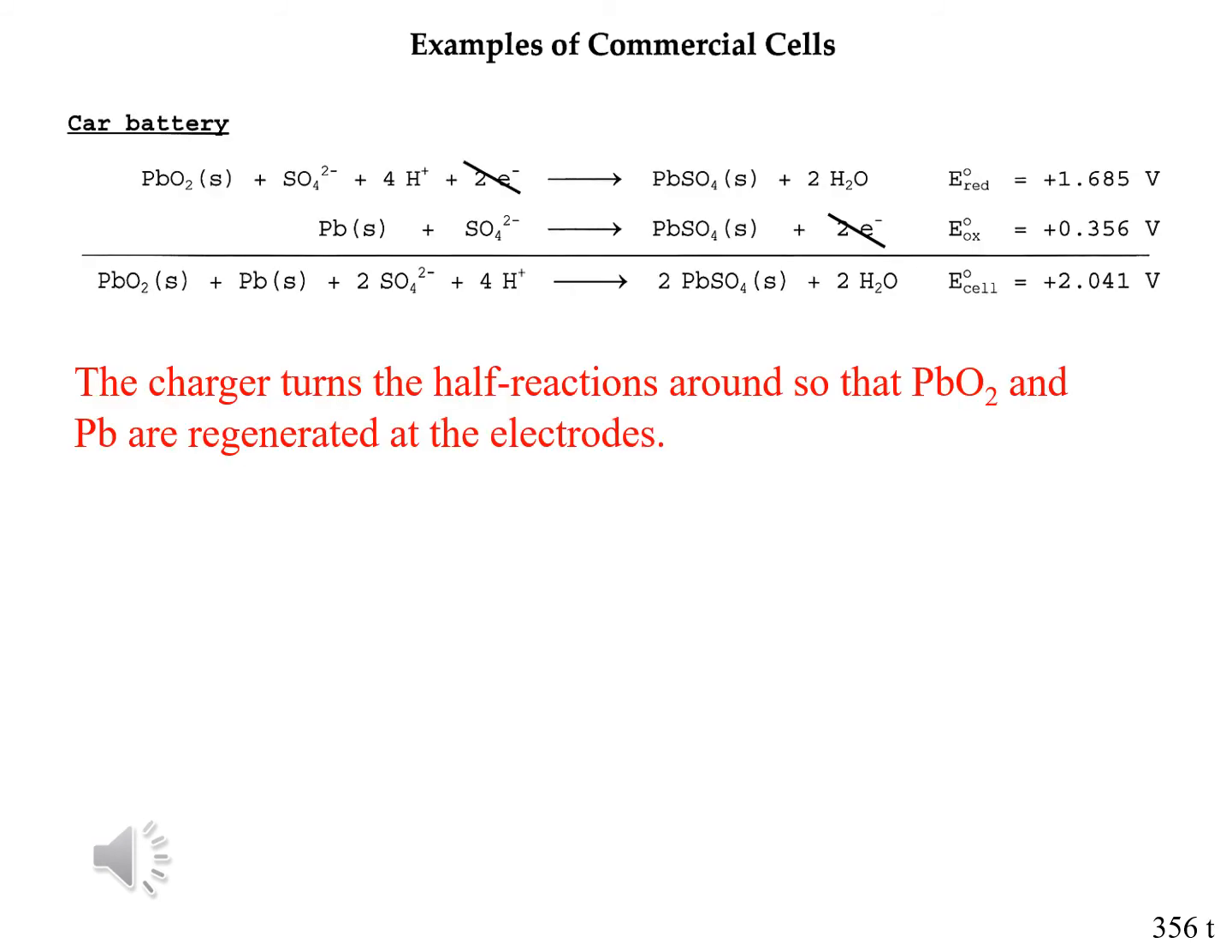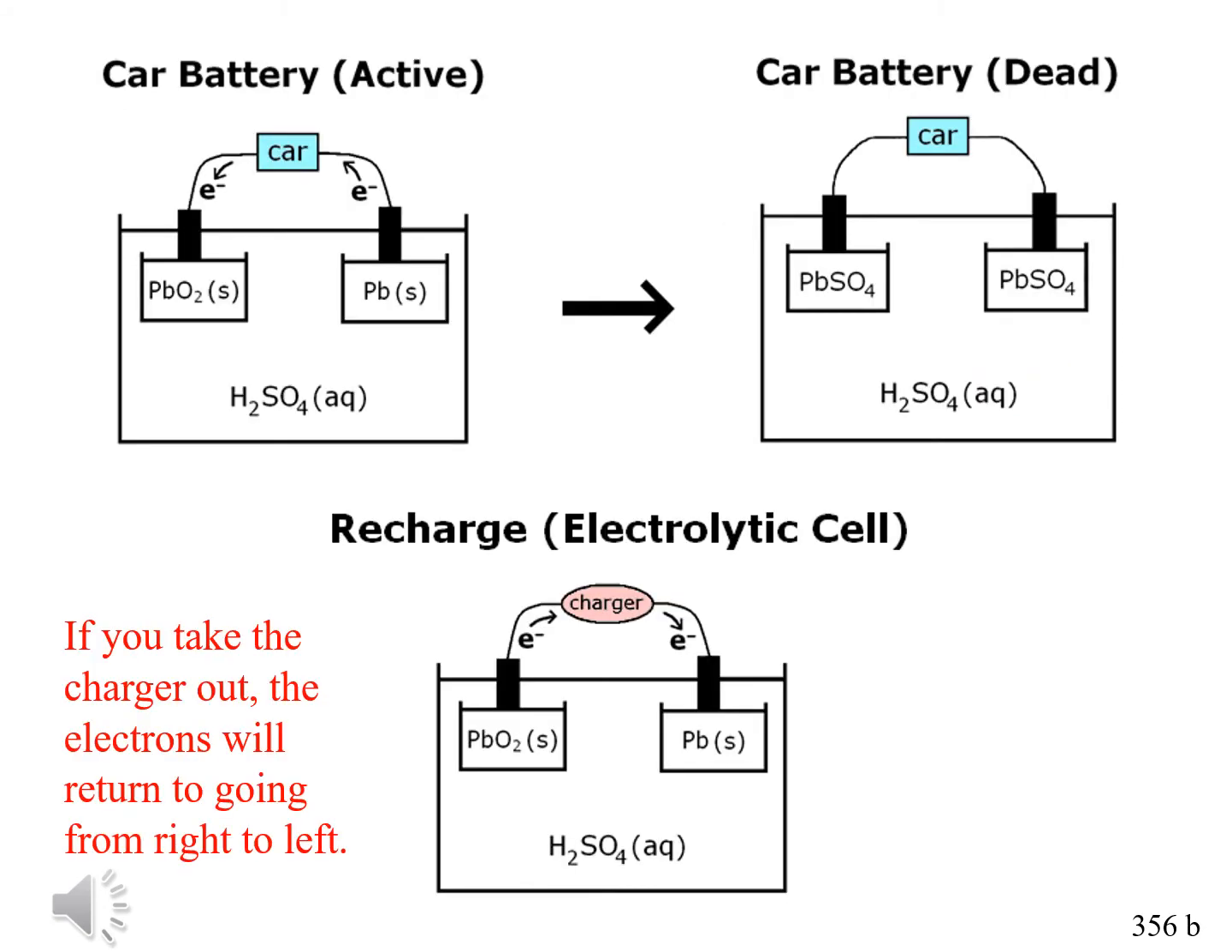So when you charge the battery, you really turn the two half reactions in this diagram around, and so the electrons go on the other side. At one pole, the PbSO4 turns back into lead solid, and at the other pole, it turns back into PbO2. And so you would expect that the battery would work again. If you take the charger out, you would expect the electrons to go back in the correct direction.